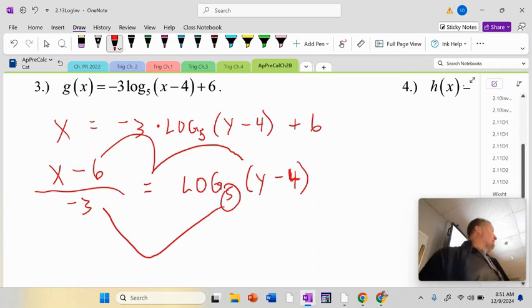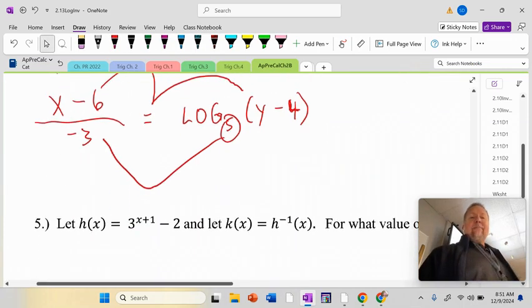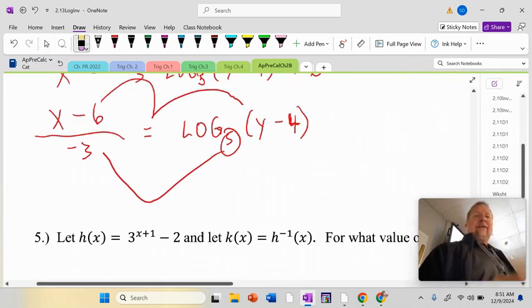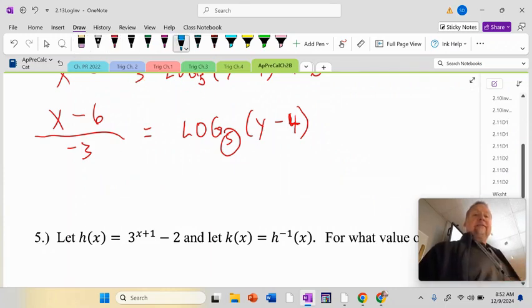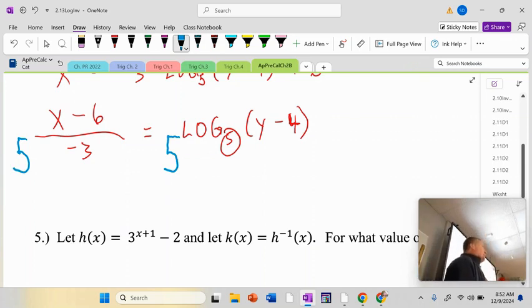New improved, right? All right, but anyway, look at this. The heart's in the way. No hearts. Or you want to get nuts? Let's get nuts. You could raise 5 to both sides. Whatever I do to one side, I do to the other. Now what's 5 raised to the log base 5 of y minus 4? Just y minus 4. This is a property.